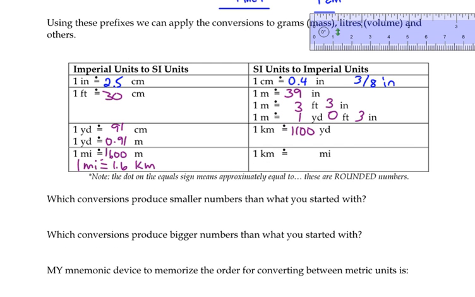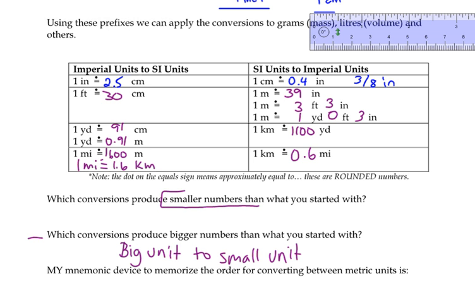Kilometer to a mile. About 0.6 miles in a kilometer. Okay, so notice, let's go to the second question first. What conversion produces a bigger number? When I went from mile to meter, it gave me a bigger number. Was I going from a small unit to a big unit or a big unit to a small unit? So if we're going from big to small, it's going to give us a bigger number. So big unit to small unit will produce a bigger number. So what would give us a smaller number? Small unit to big unit.